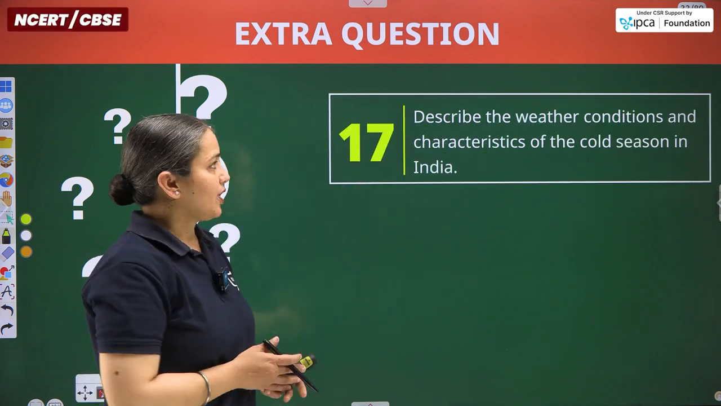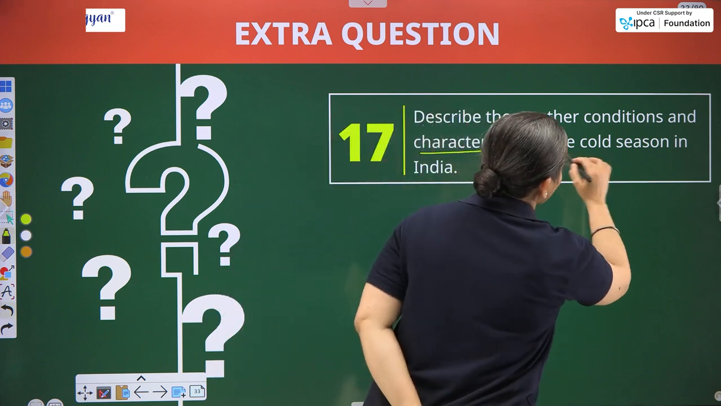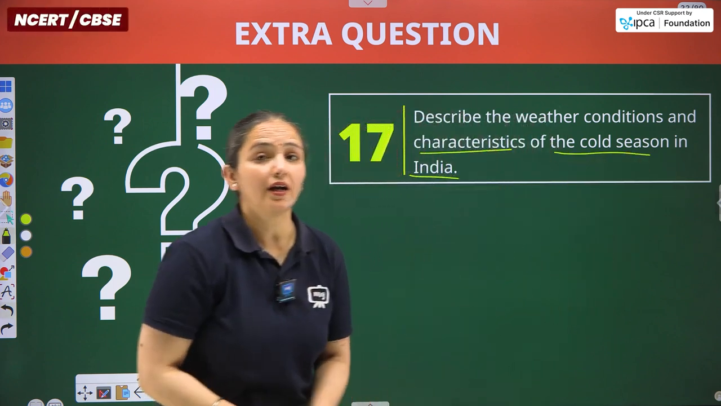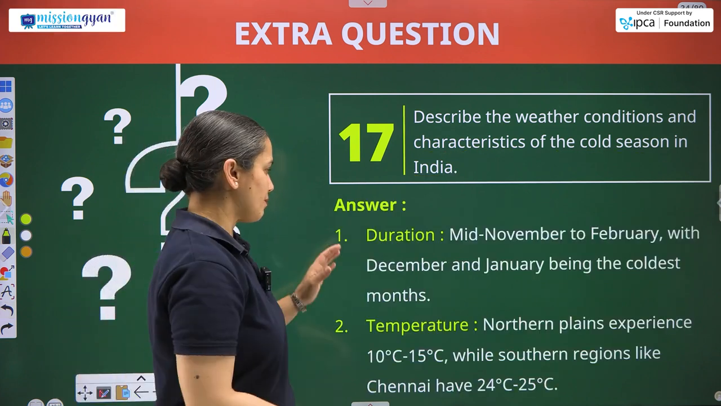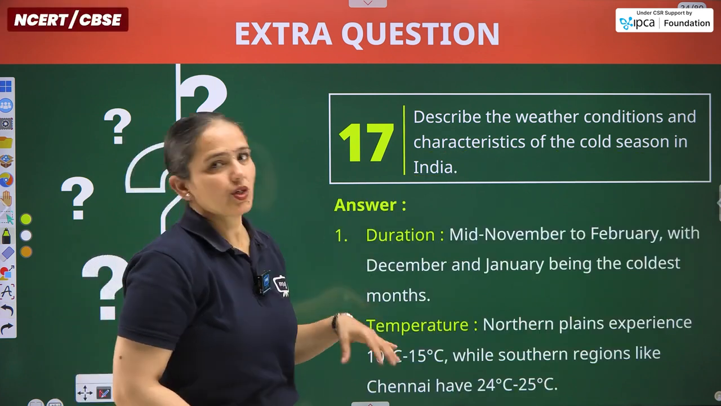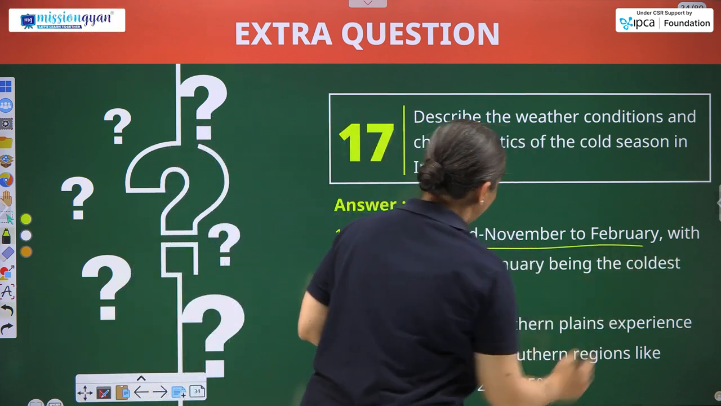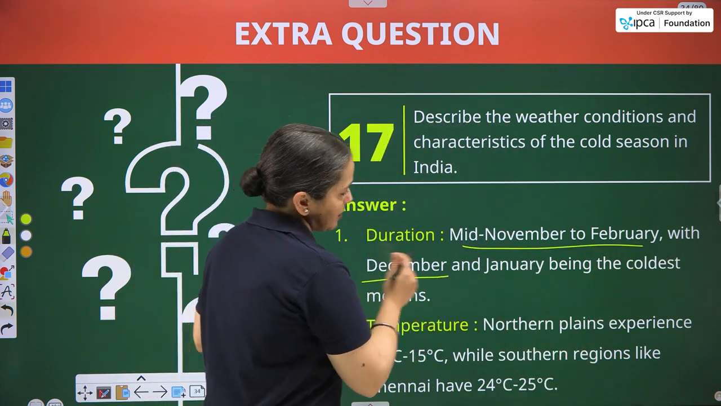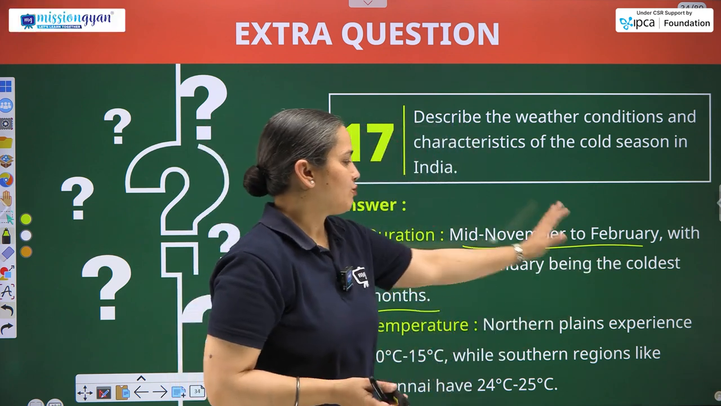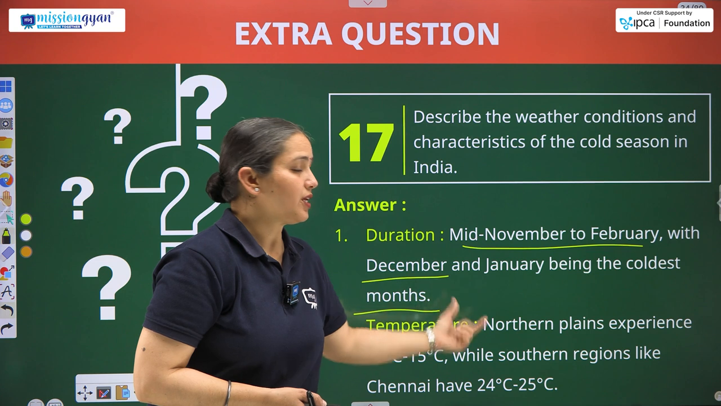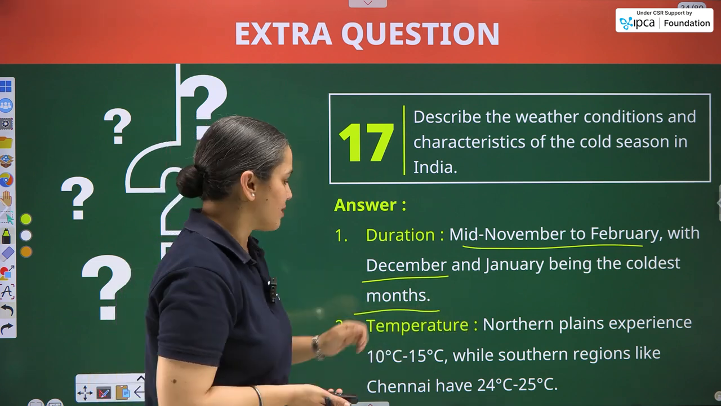Last question for the day: describe the weather conditions and characteristics of the cold season in India. We have to entirely discuss the winter season: duration, temperature and other features. The duration is from mid-November to February, with December and January being the coldest months. So November to February, and in between, these two months are the coldest times of winter.